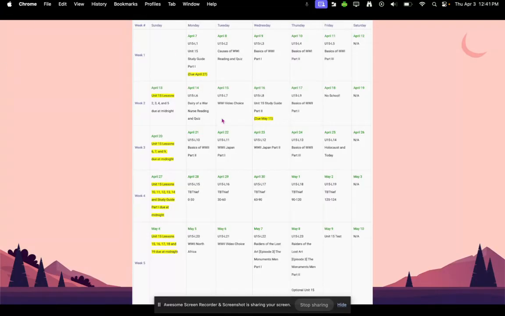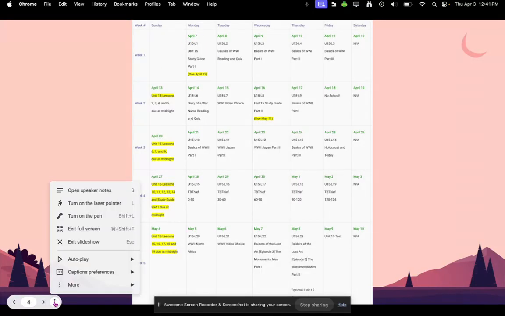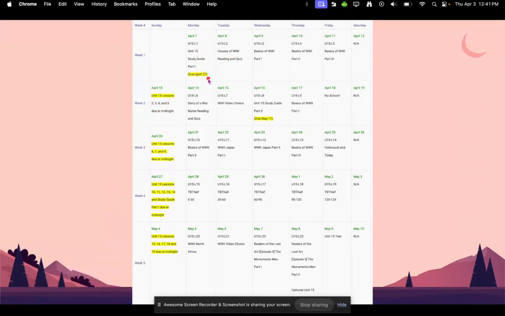So here's the calendar of everything that we're going to do. Right now we are in this week. So we have Unit 15 Study Guide Part 1. Please note that there are two study guides for this unit. Study Guide Part 1 will be due on April 27th. There's also a Part 2, which is for next week, and that will be due May 11th. That's the end of the unit, by the way.